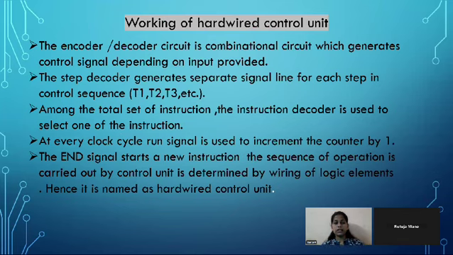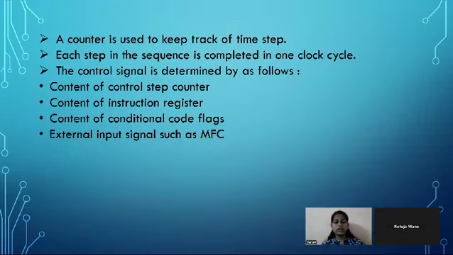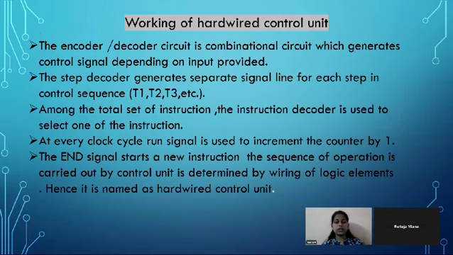Let's discuss the working of the hardwired control unit. The encoder and decoder, as everyone knows, are combinational circuits which generate control signals depending on the input provided. The step decoder generates a separate signal line for each step in a control sequence, that is T1, T2, T3 up to Tn. Among the total set of instructions, the instruction decoder is used to select one instruction.